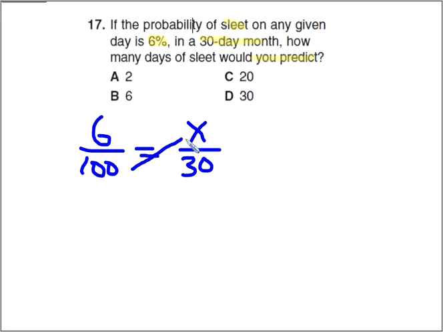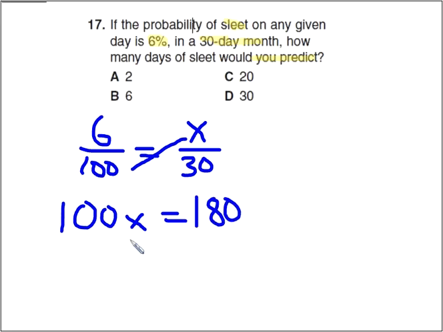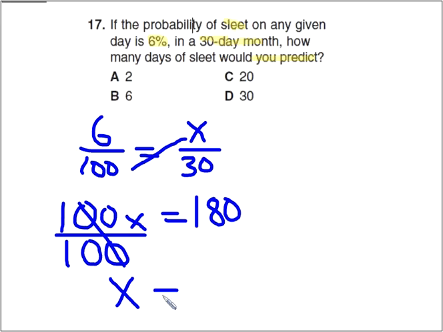I can use my cross products here and say 100x. 100 times x is going to give me 6 times 30, which is 180. 6 times 3 is 18, so 6 times 30 is 180. Now I need to isolate the x. So I can divide this side. 100 times x, the inverse of multiplication is division. Divide by 100. It cancels out. 100 divided by 100 is just 1x. I have 1x, I could even write a 1 here if I wanted. Equals 180 divided by 100, and 180 divided by 100 is 1.8.